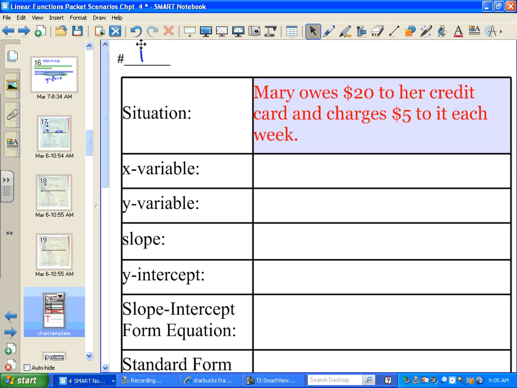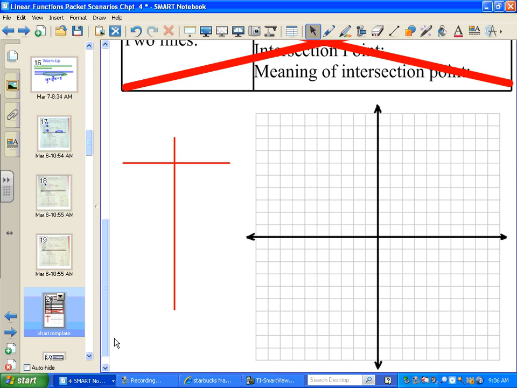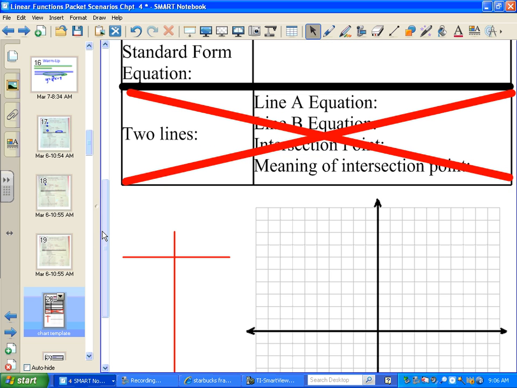So number 1 for today. This is from the notes. It's one that I want to make sure that we get to. The other problems are problems that I just made up. So Mary owes $20 to her credit card and charges $5 to it each week. First thing that I want to say is please remember that this problem is like you're spending money. If you're charging money on a credit card, you're spending money. So before you go any further, cross off where it says 2 lines.